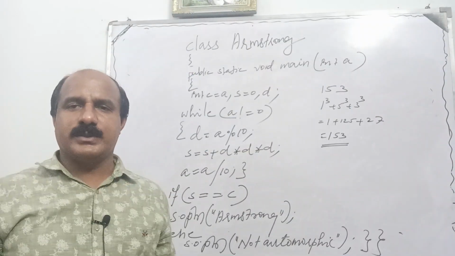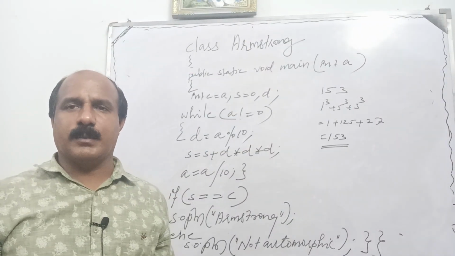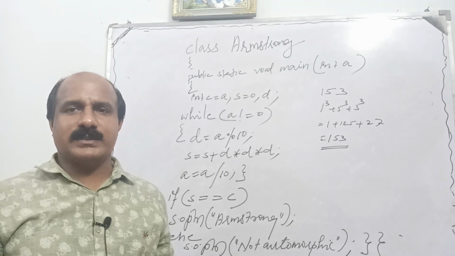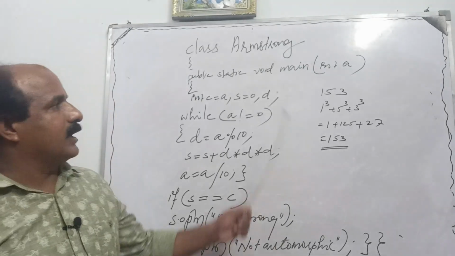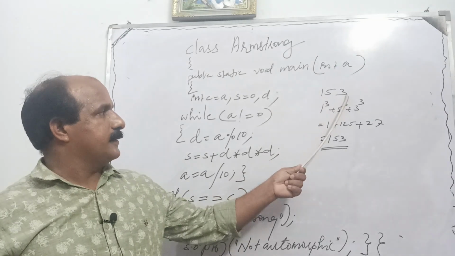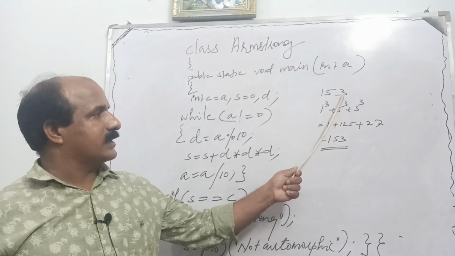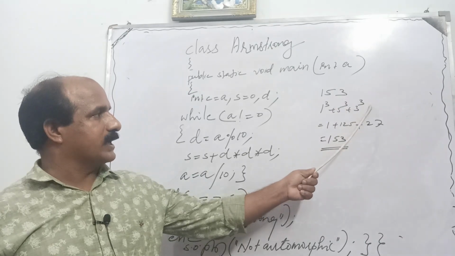Our next program is to check whether the input number is Armstrong or not. Now let us see what is an Armstrong number. See one example, 153. Each digit you need to extract. First you will extract 3. Its cube has to be calculated.